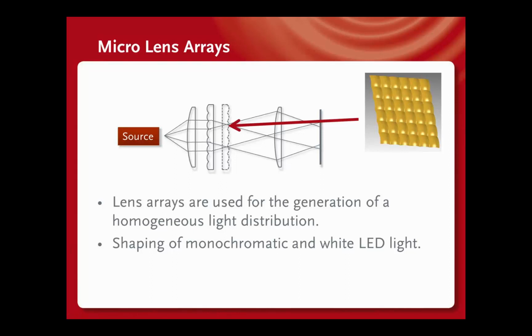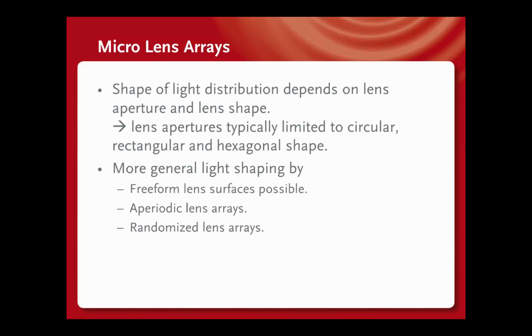Especially if we use here refractive lens arrays, as you can see it here on the right, we are able to shape monochromatic and white light LED, because these refractive microlens arrays are not so sensitive to wavelength changes. The shape of the light distribution that we can generate actually depends on the lens aperture and the lens shape. So typically just circular, rectangular or hexagonal shaped light distributions are generated.